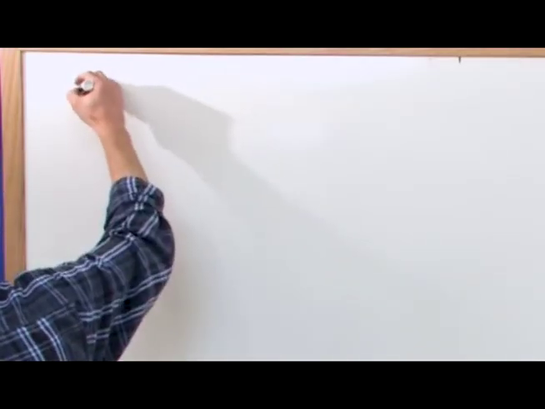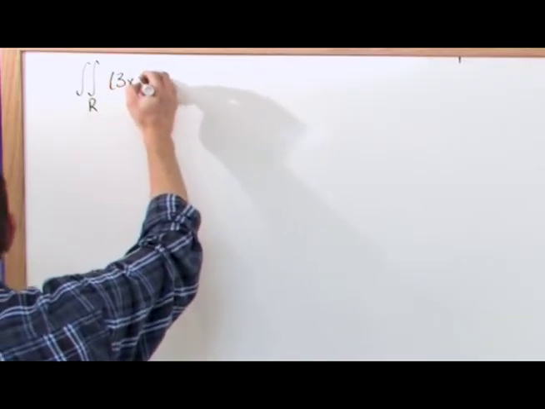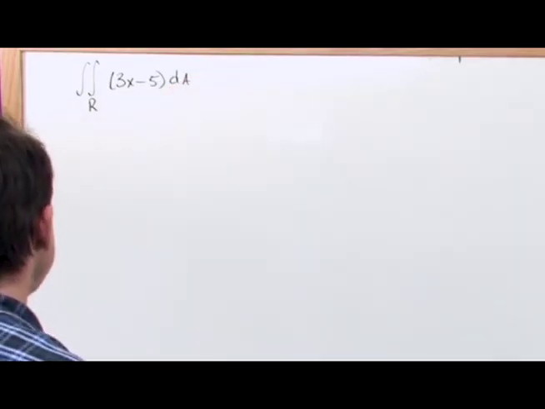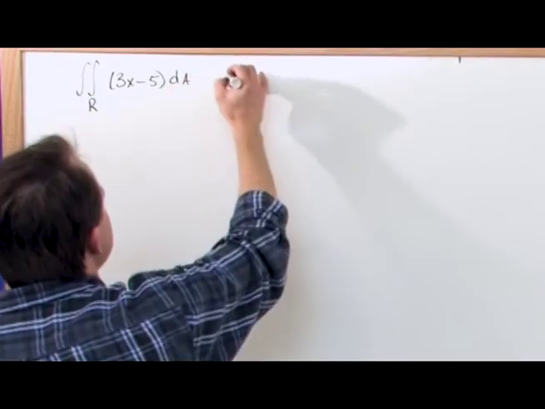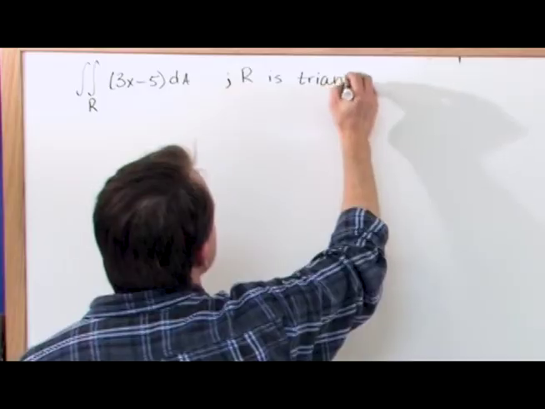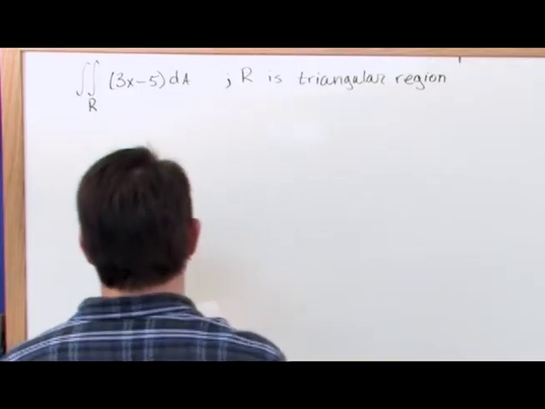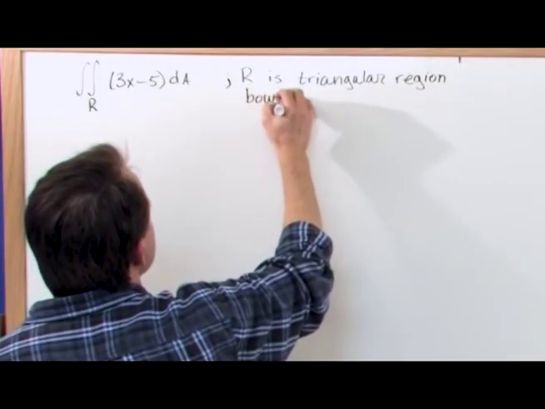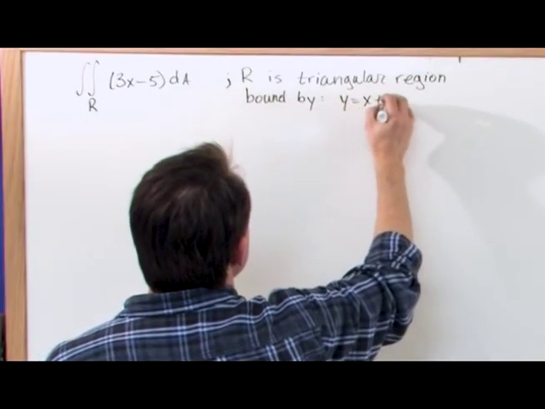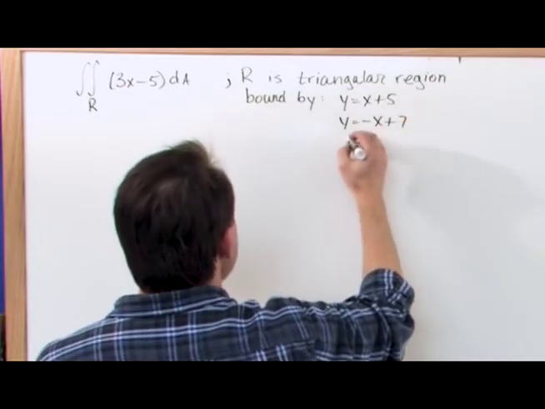Okay, the next problem is going to be similar. We're going to integrate over some region R the function 3x minus 5 dA, which I don't know what that is yet. And the problem tells me that the region R is the triangular region bounded by the following: y is equal to x plus 5, y is equal to negative x plus 7, and x is equal to 10.